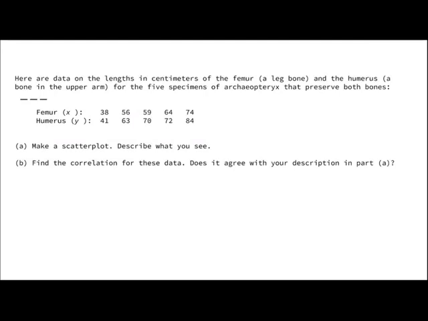Here are the data on the lengths in centimeters of the femur, a leg bone, and the humerus, a bone in the upper arm, for the 5 specimens of an Archaeopteryx, I think that's a dinosaur, that preserve both bones. So we have our femur and our humerus. Your task is to make a scatterplot, describe what you see, and then find the correlation for these data. Does it agree with your description in part A? Take a second to pause the video if you want to do it on your own.